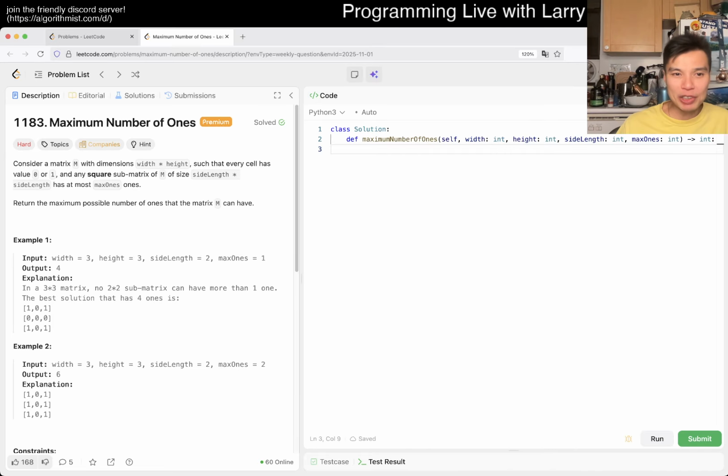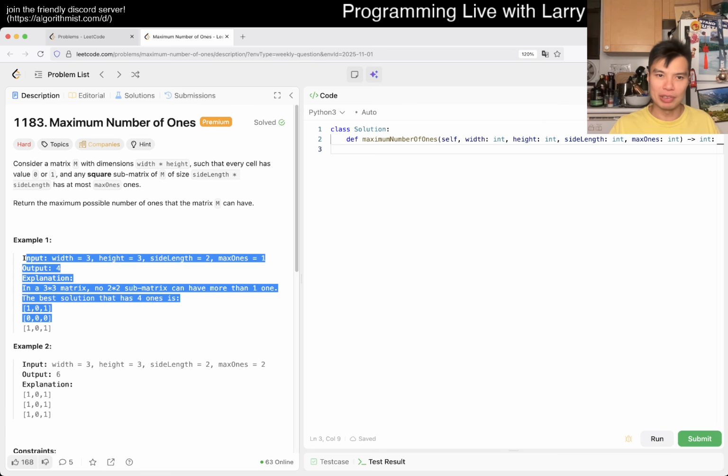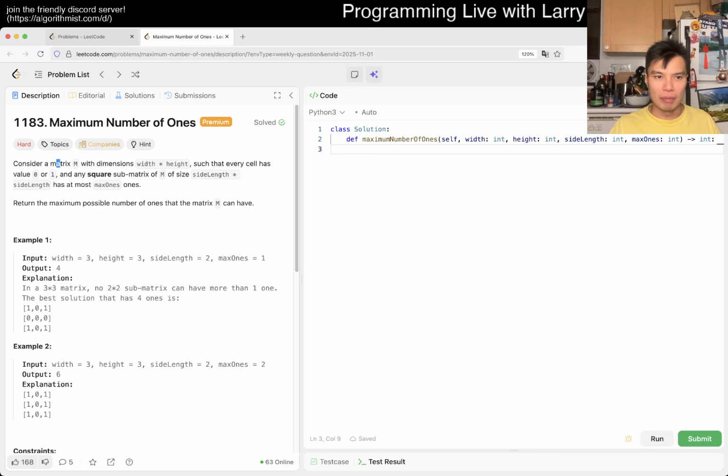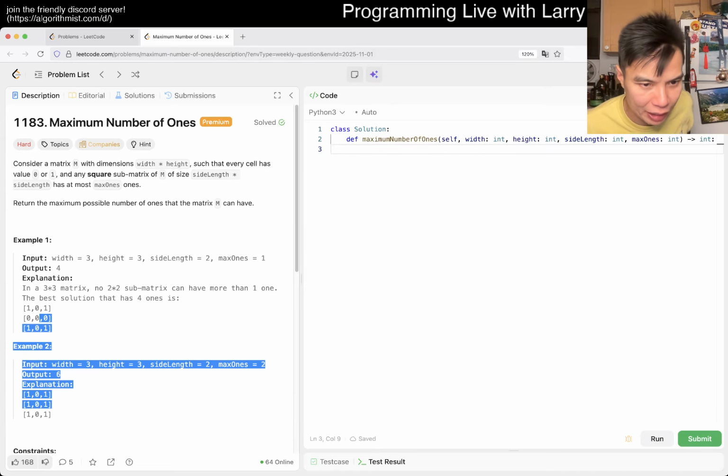Okay, so you have a matrix. It has a width and a height, and each cell is 0 or 1, and any square submatrix of side length X has at most some number of ones. What does that even mean? They give you the side length. Oh, this is a constructive problem. I misunderstood. I thought they were giving us the matrix. I didn't look at the input. So basically you have to construct one where this is the case.